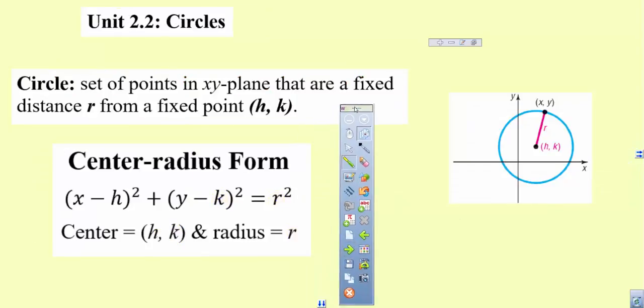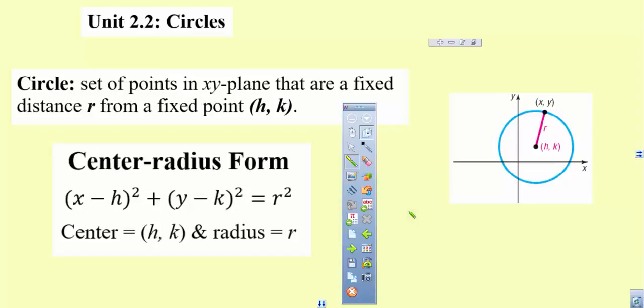So, like I said, the cool thing about the center radius form is that when I look at this, I can clearly see where my center is going to be, so I can plot the center of my circle. I can clearly see how much my radius is, so I can draw my radius, whether it be up, to the side, however it be, and therefore get my circle.